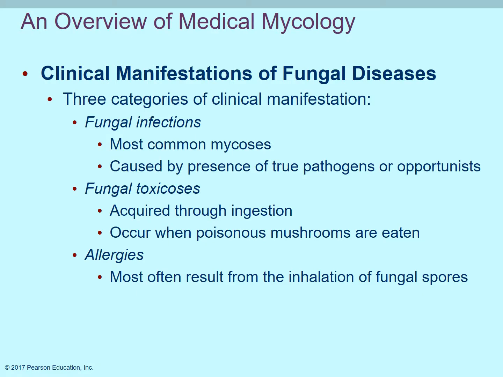There are 3 categories of how the disease is viewed or classified. The first is a fungal infection. This is going to be the most common type. It can be caused by either the true pathogen or the opportunistic ones. The second is fungal toxicosis, which is basically where you acquire it by ingestion, and the fungus is producing a toxin or a poison, and it's actually the toxin or the poison that's making you sick. And then the third type is allergies, and that's usually when you inhale the spores.